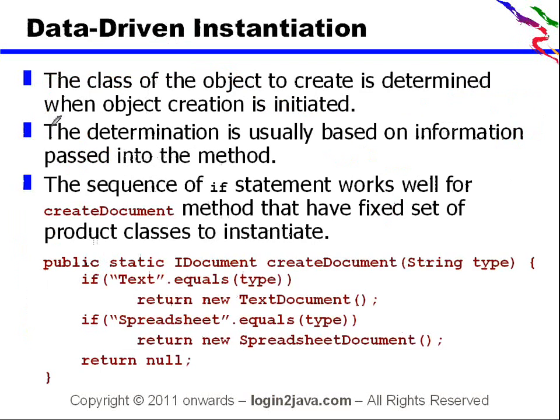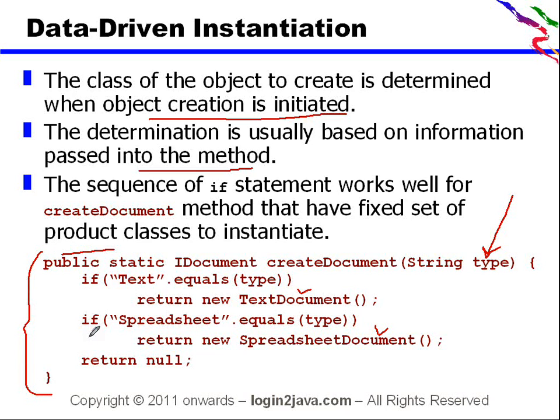Data driven, we have already seen an example. The class of the object to create is determined when the object creation is initiated. The determination is usually based on information passed to the method, like the type of the object that needs to be created, and the sequence of if statements works well for the create document method that has a fixed set of product classes to instantiate. Product classes here are text document and spreadsheet document, from our earlier example. So if you see this code, there is a limitation that you can process two types of documents over here. For a third type, you need to modify the code.